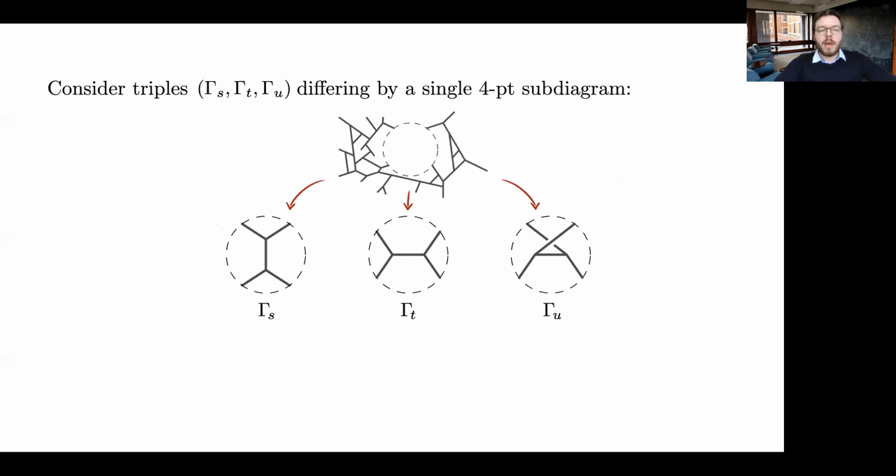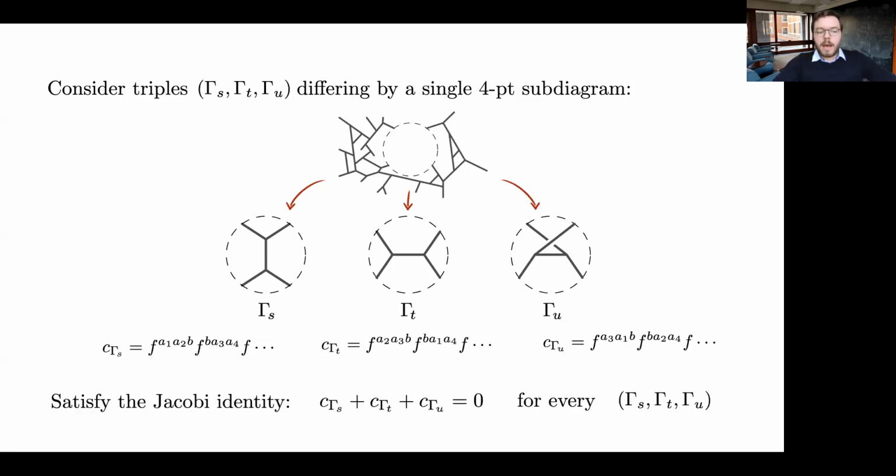Now let me consider triples of diagrams, gamma S, T, and U, which could be part of some bigger diagram and that differ only by these 4-point interactions. And they're organized in precisely such a way that they differ by these two structure constants, such that they satisfy the Lie algebra Jacobi identity. The sum of these color factors is always 0 for every possible triple of diagrams gamma S, T, and U.